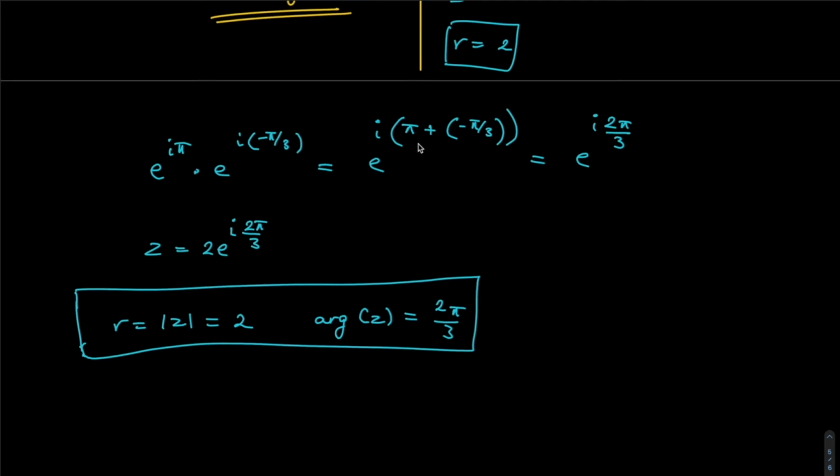So now we're going to take a look at some operations of complex numbers. So first of all, we have our addition. So in addition, what you have to do is convert to Cartesian.